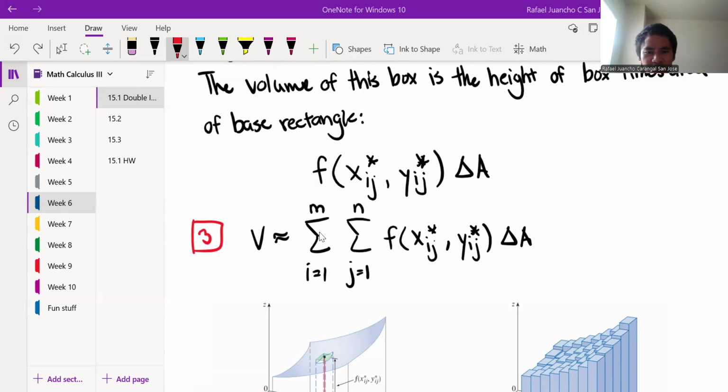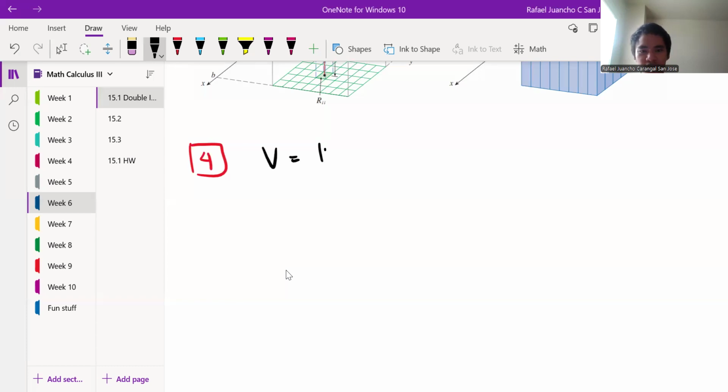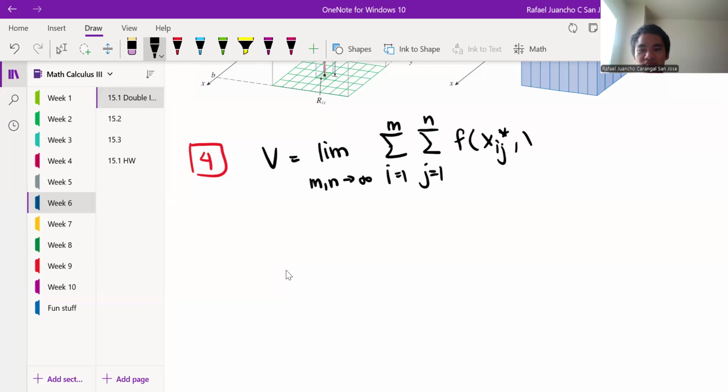And so we just take their limits. And that's how we get the volume of our quadratic surface, right? So here we have V, the volume is the limit as our m and n approach infinity. So we have our m, then we have another sum here, summation. And this is when we look at our sampling points.